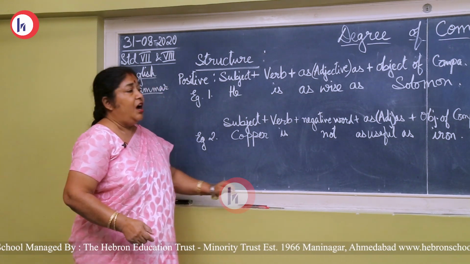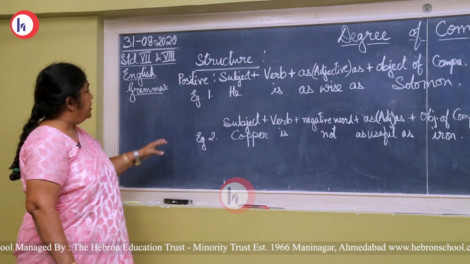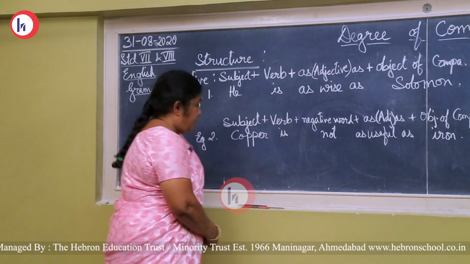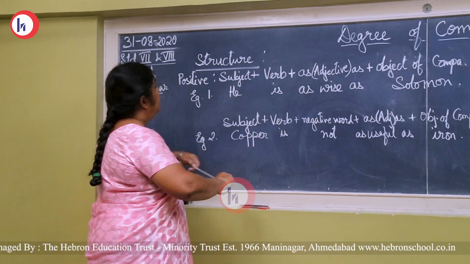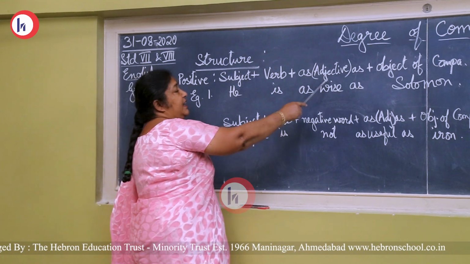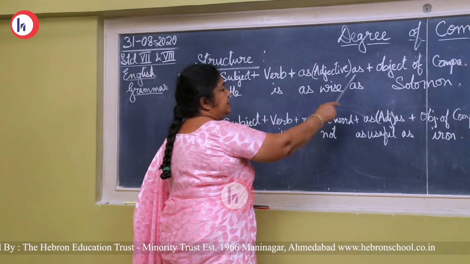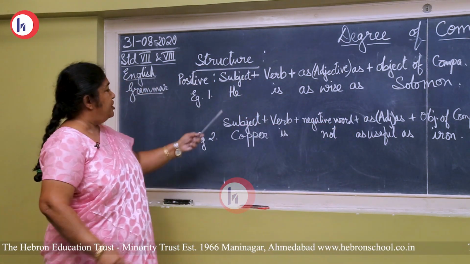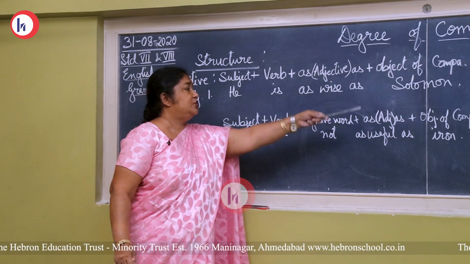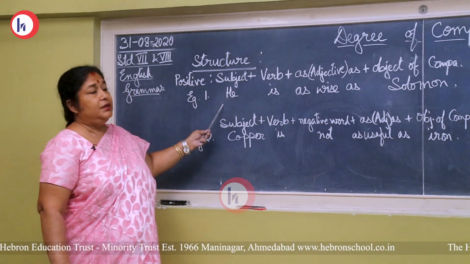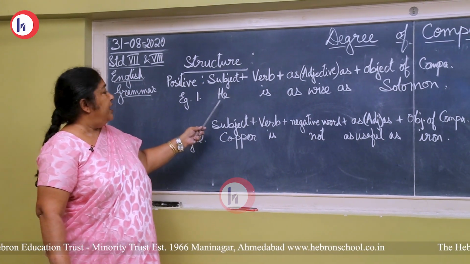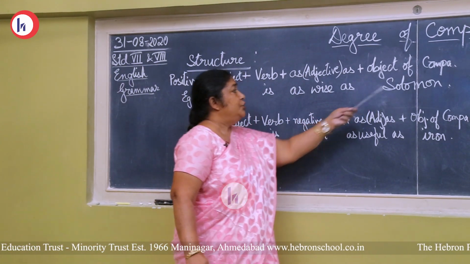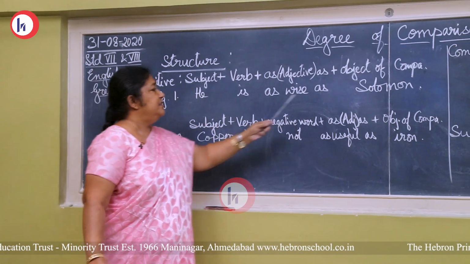Now let's see how structures are given. Here in the positive, we first write the subject, the verb, and as the adjective of comparison is, and as an object of comparison. Here, subject: he is as wise as Solomon. Now here it is showing that we are talking about he and we are talking about Solomon. Two things are compared here, he and Solomon.